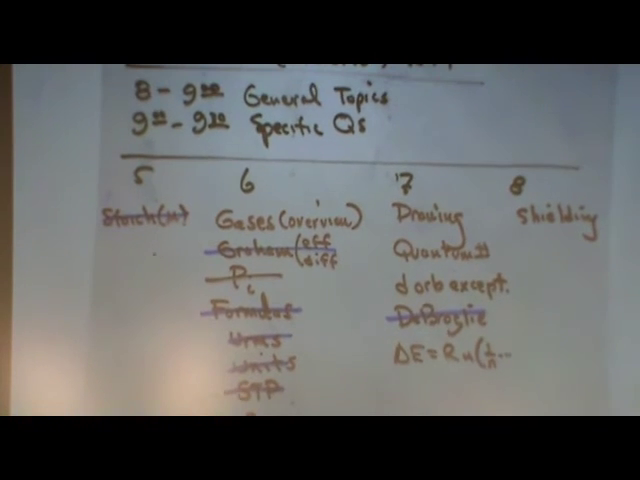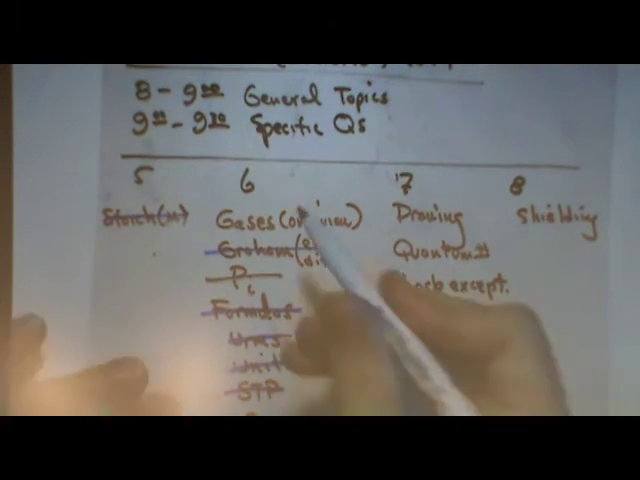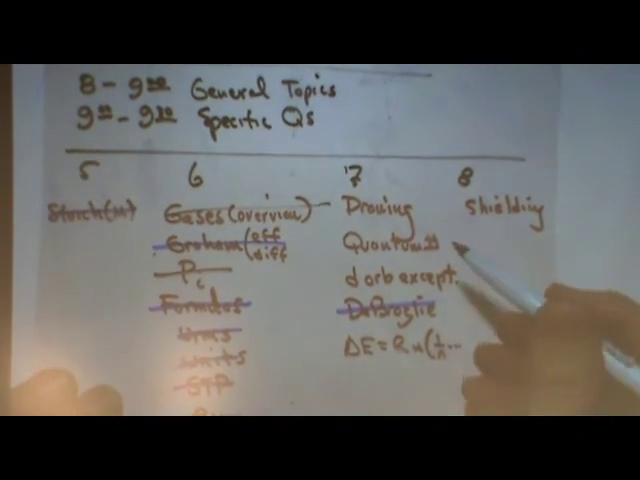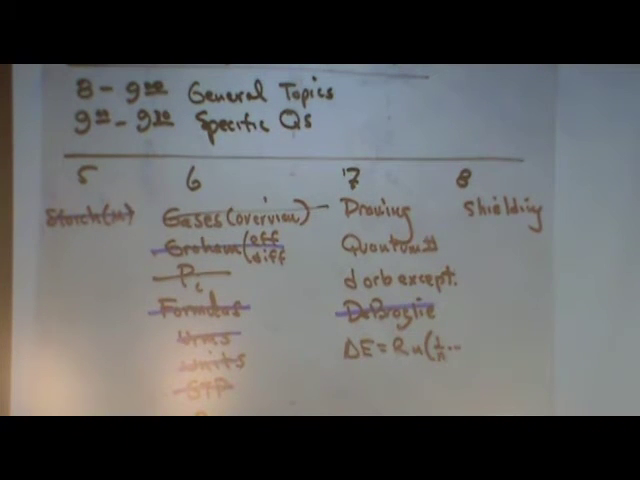Okay. We did gas law overview. Let's do some chapter 7, which is the electron chapter, or in the textbook that's chapter 12. Where do I want to start here? Let's start with this.